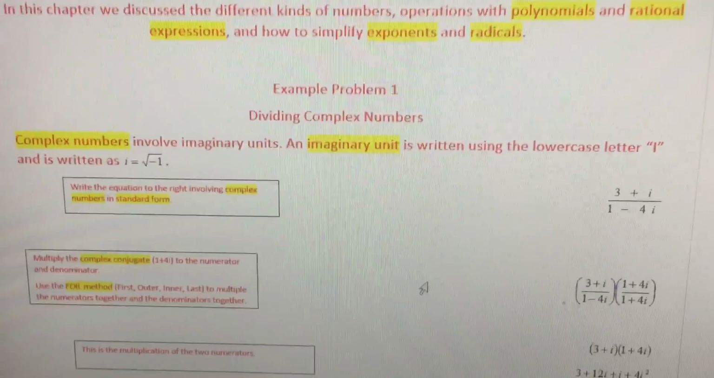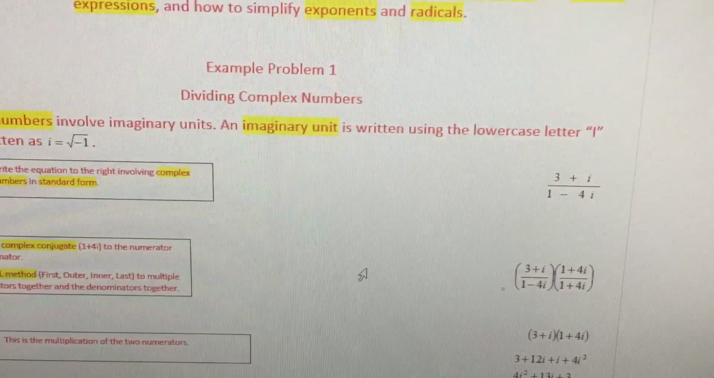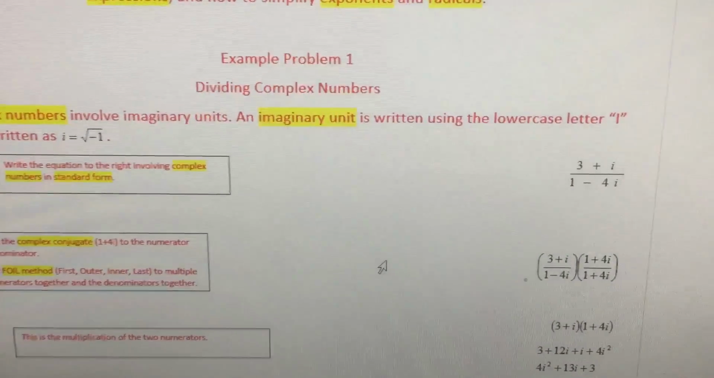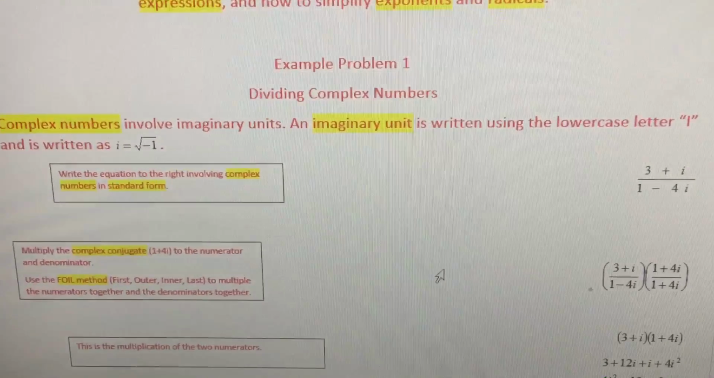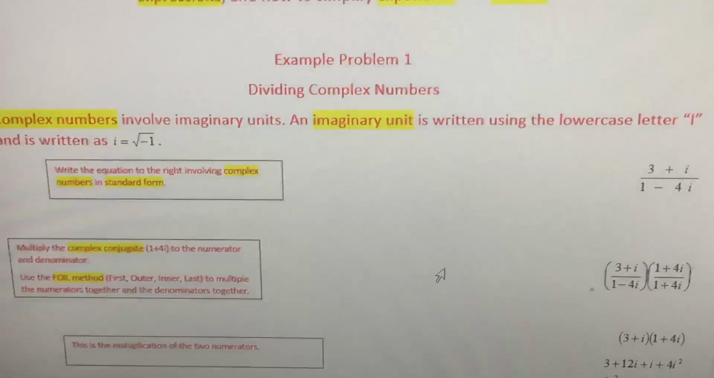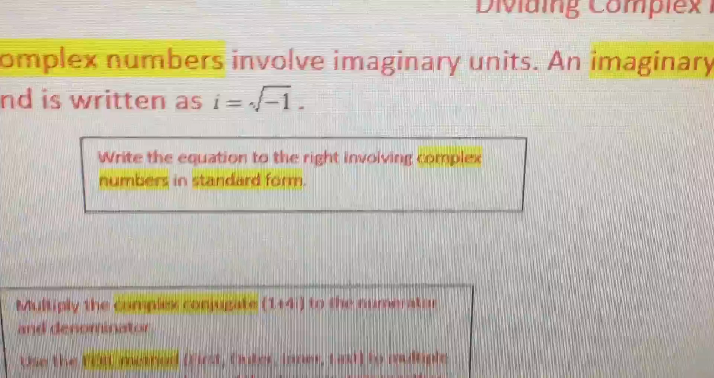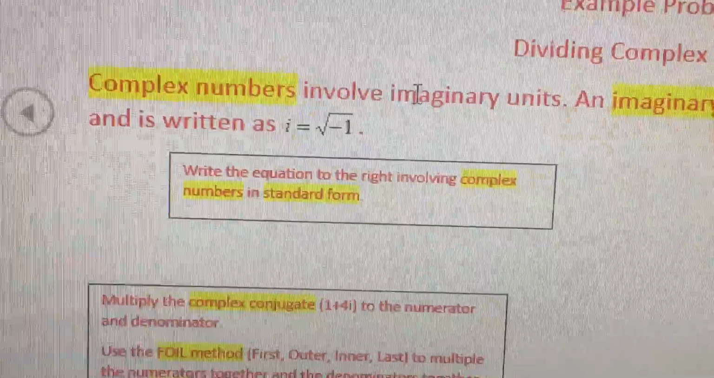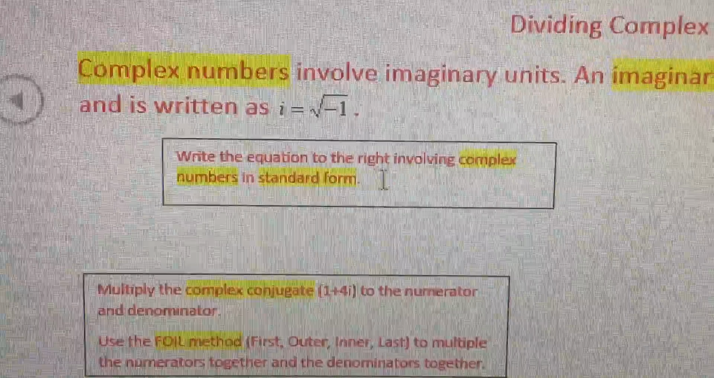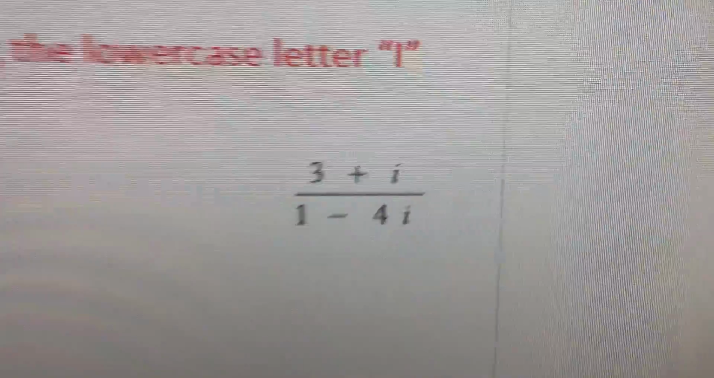So, in example problem 1, we're dividing complex numbers. Complex numbers involve imaginary units. An imaginary unit is written using the lowercase letter i, and is written as i equals the square root of -1. So our instruction for this problem is to write the equation to the right involving complex numbers in standard form. Our equation is (3 plus i) over (1 minus 4i).